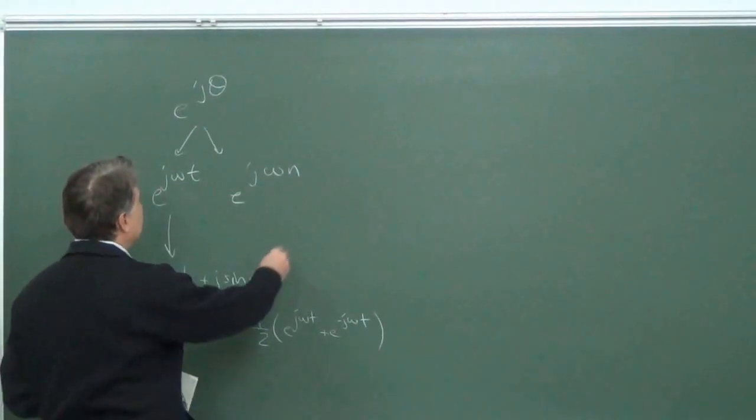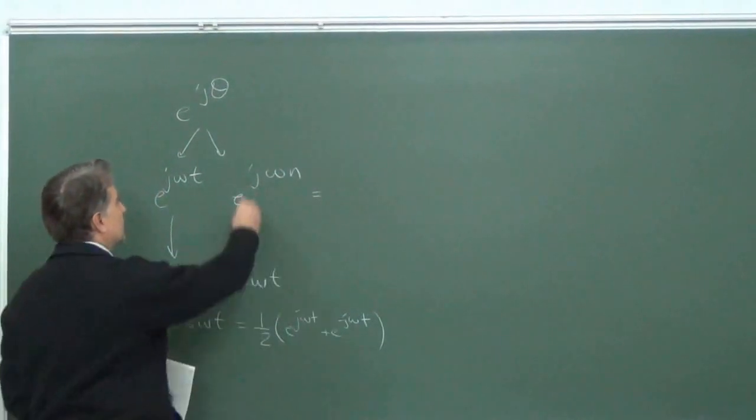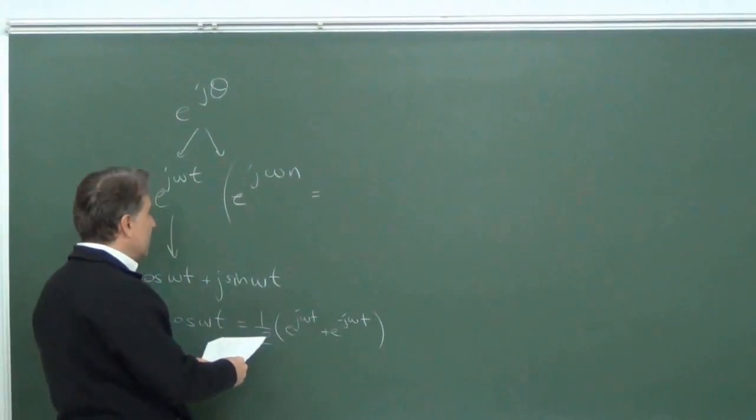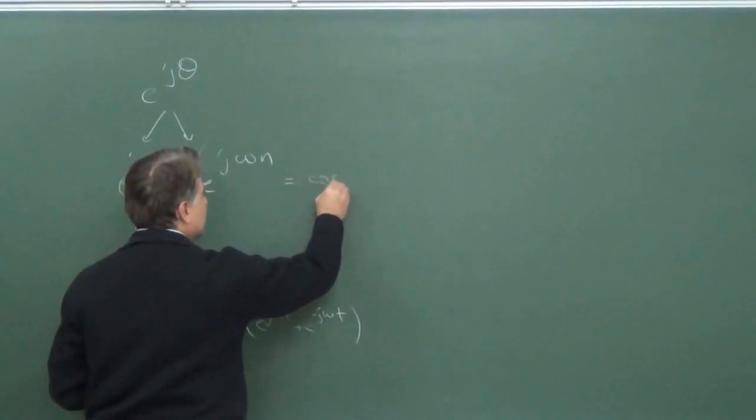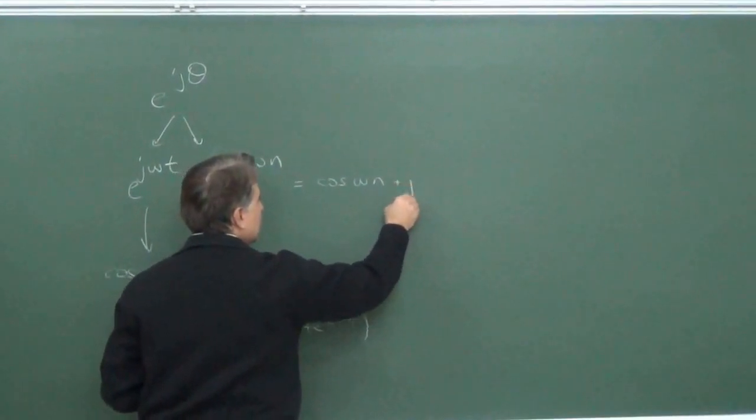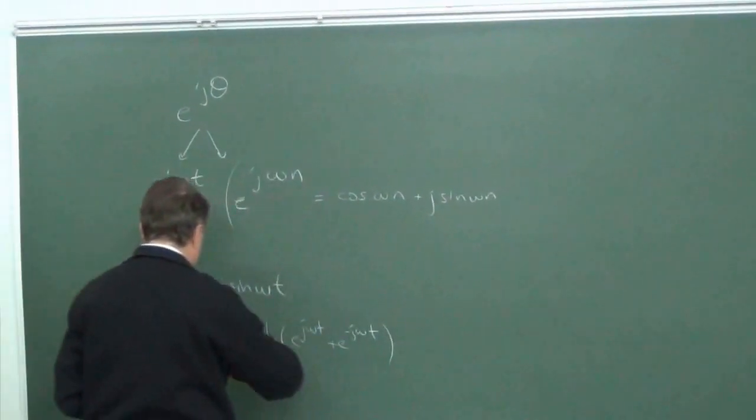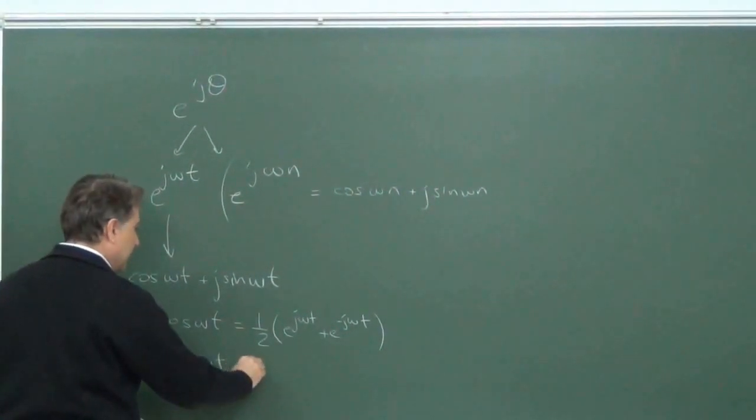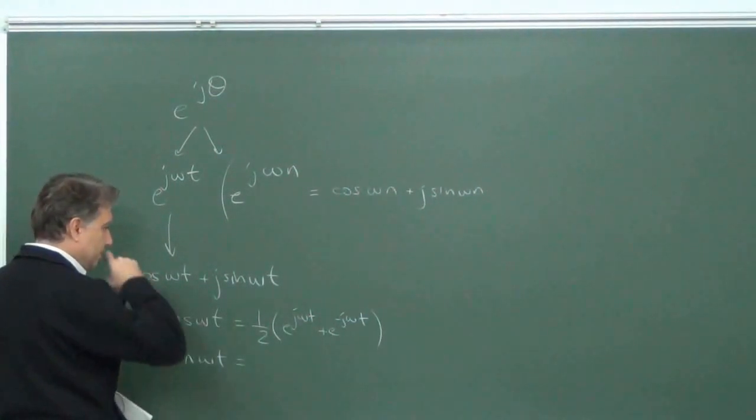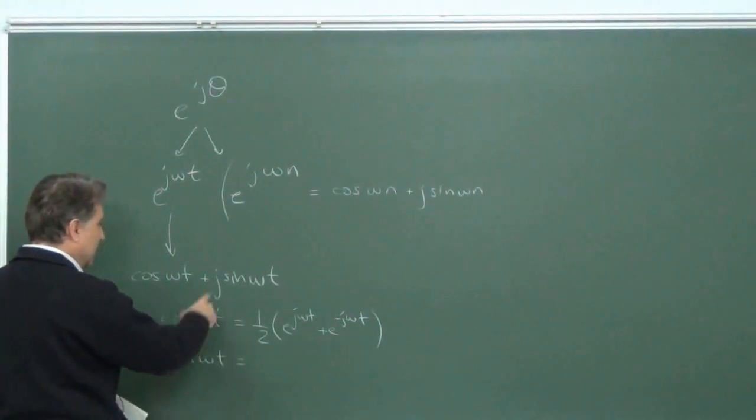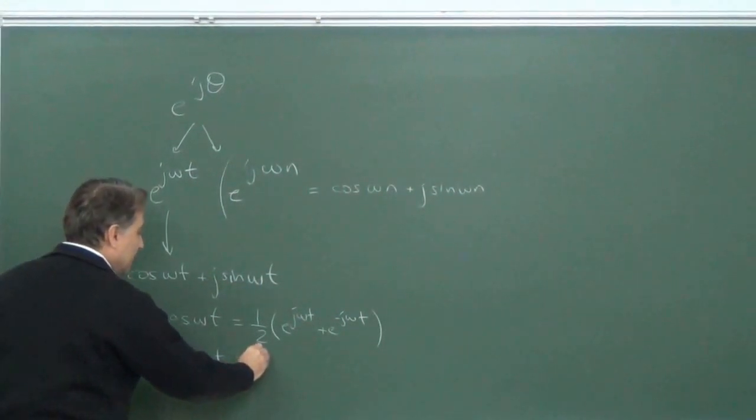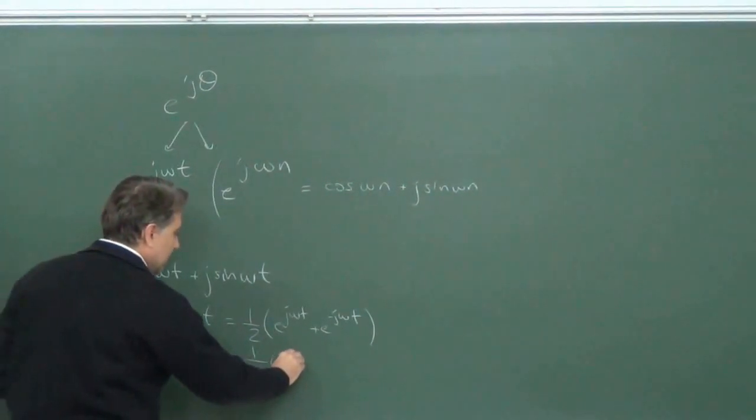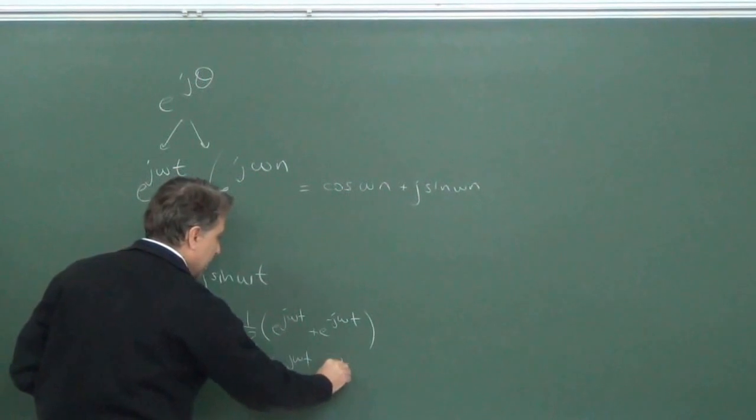And if this is your signal e to the j omega n in this form, then of course the same definition is valid: cosine omega n plus j sine omega n. Let's not forget the definition of a sine, by the way. Sine omega t. Because this is usually more meaningful as compared to the imaginary part, which is sine omega t. That is equal to 1 over 2j, strange, right? E to the j omega t minus e to the minus j omega t.